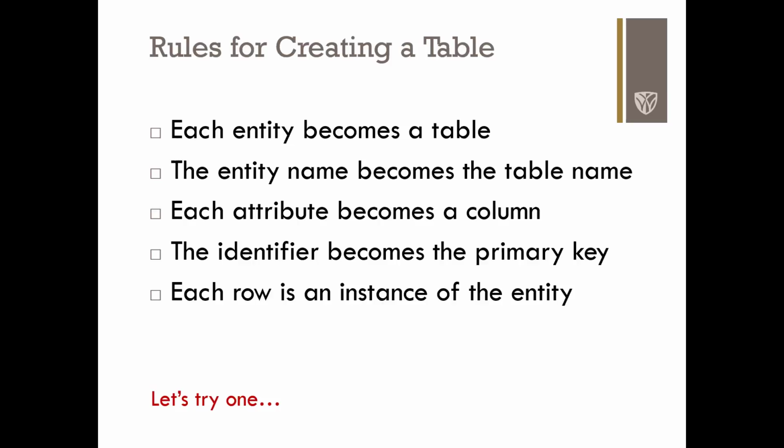So some rules for creating a table. Once we've defined or identified what our entities are, each entity becomes a table. The entity name becomes the table name. Each attribute becomes a column. The identifier is equivalent to a primary key and is used as a primary key. And then each row in the table is one instance of the entity.